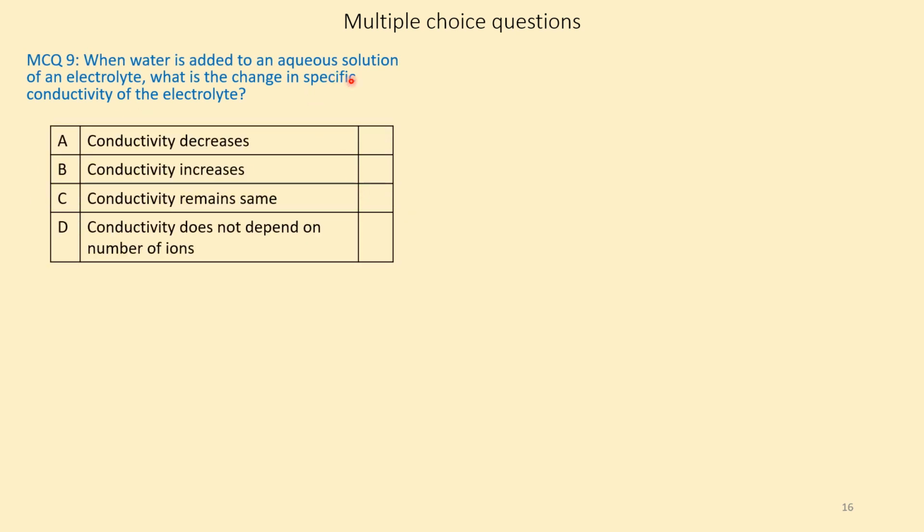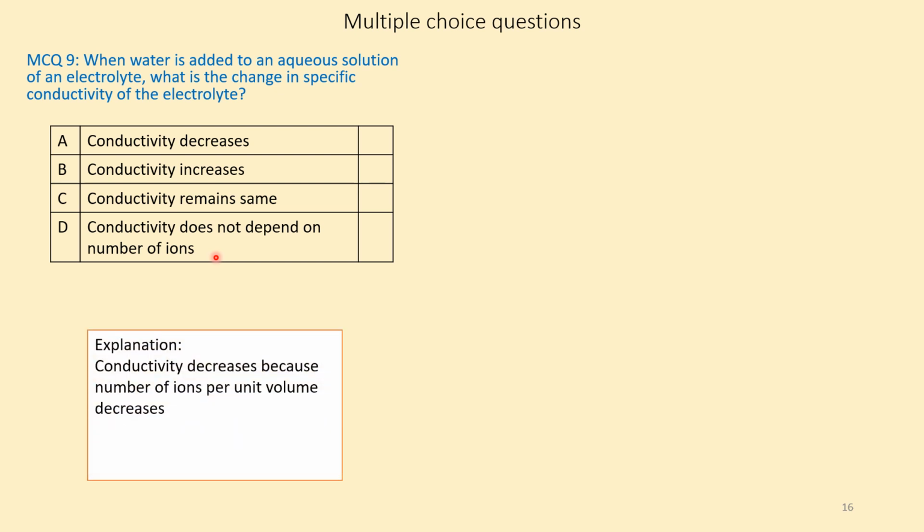When water is added to an aqueous solution of an electrolyte, what is the change in the specific conductivity of the electrolyte? Conductivity decreases, conductivity increases, conductivity remains same, conductivity does not depend on number of ions. Conductivity decreases because the number of ions per unit volume decreases. So option A is the correct answer.